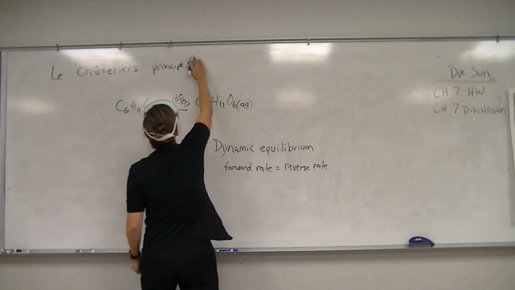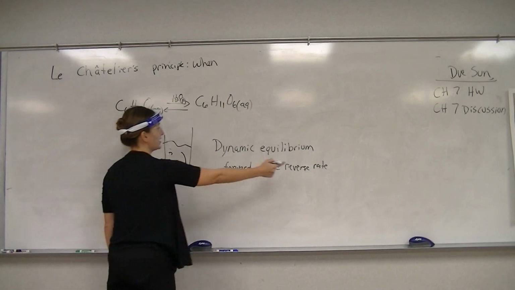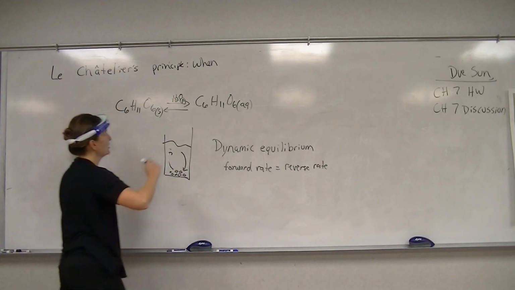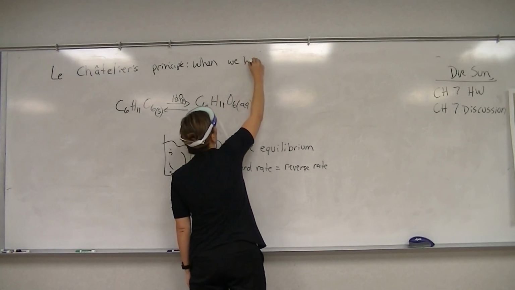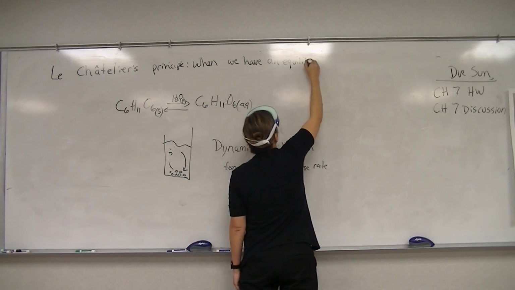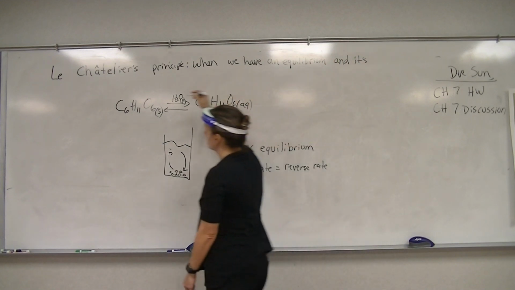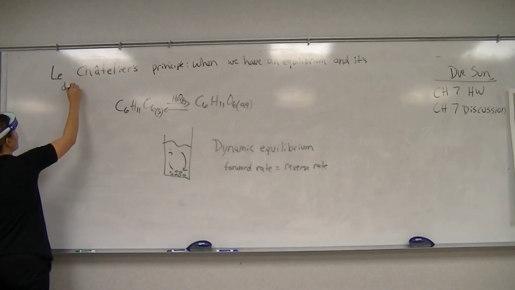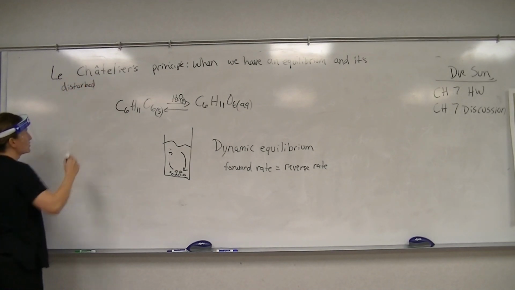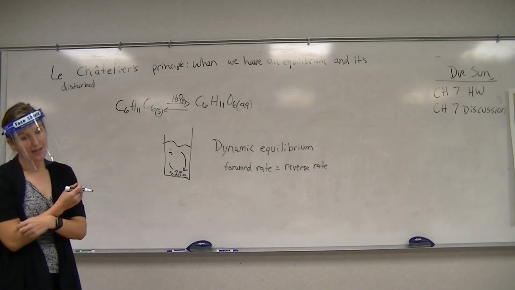Okay. So Le Chatelier's principle is when we have an equilibrium, when we have the forward rate equal to the reverse rate in a reversible reaction, and it's disturbed. And what I mean by disturbed is something changes. So whether it's the concentration that changes, whether the reaction's heated, whether there's a pressure change, something is changed to disturb that equilibrium. And what Le Chatelier's principle says is that it's going to try to get back to normal.